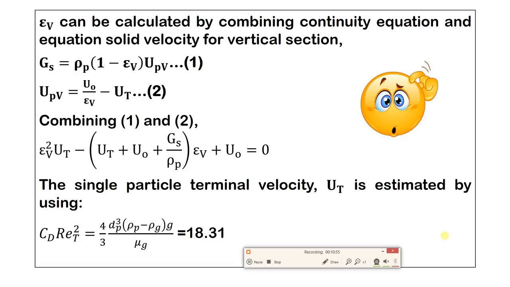To calculate the vertical section pressure loss, we need to find the voidage, which is done by combining the continuity equation and the equation for solid velocity in the vertical section. By combining those two equations, we obtain a quadratic equation. However, to solve the quadratic equation, we need to know the single particle terminal velocity, which can be estimated using the following equation to obtain the value of 18.31.